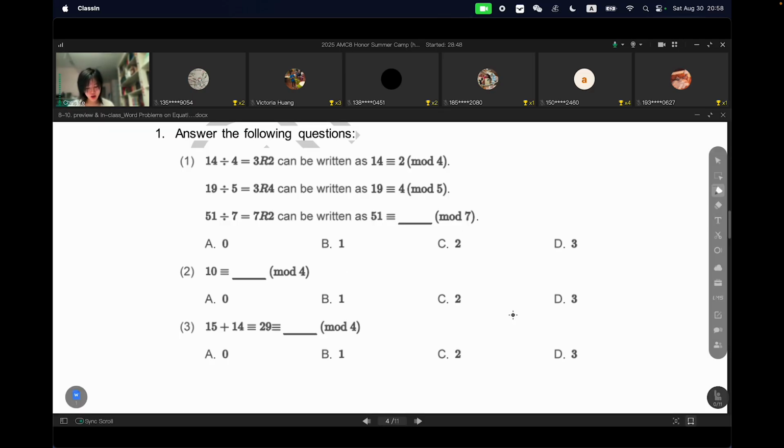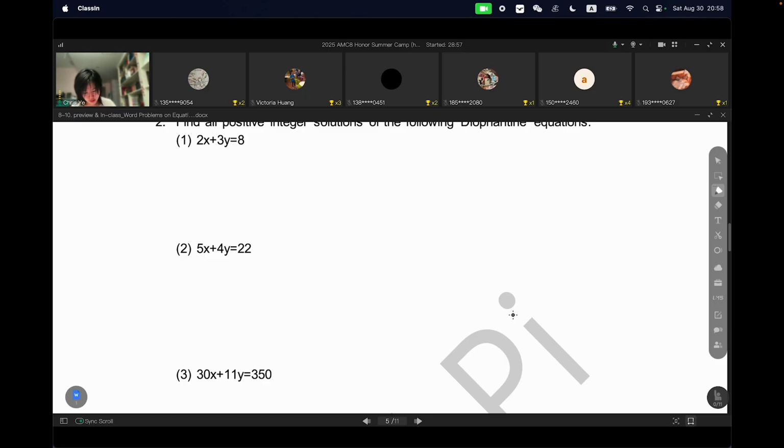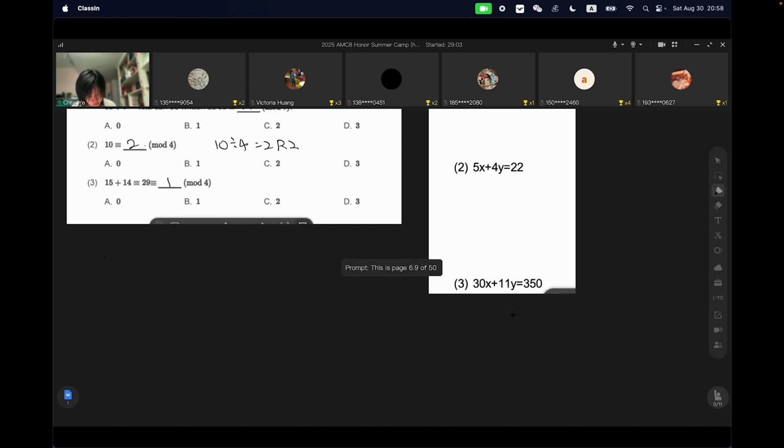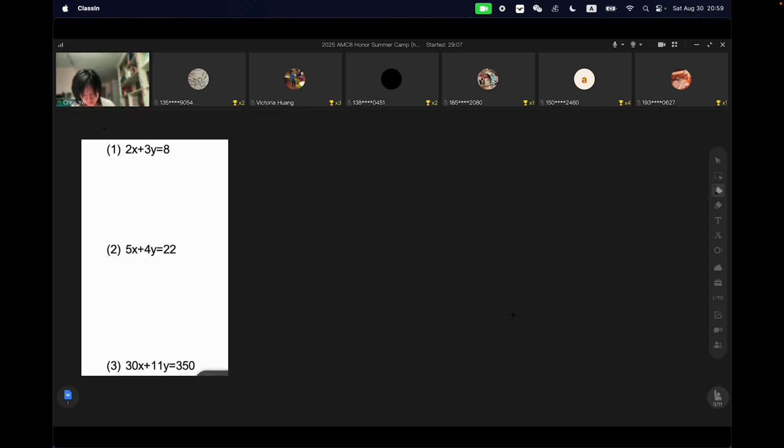So how we are going to incorporate this remainder thing into our Diophantine equation, I'm going to talk about now. So I'm going to first isolate these problems, and we can start. Okay, so for the first problem, it says 2x plus 3y equals 8. And we basically don't know anything about this.